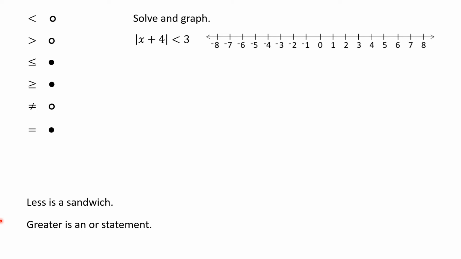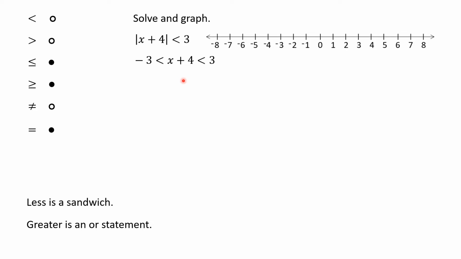So solve and graph. Okay, so we've got the absolute value of the quantity x plus 4 less than 3. Okay, it's less than, so I'm going to make a sandwich. Notice I don't do anything to the x plus 4. The x plus 4 is just going to live there in the middle of that sandwich. Notice the less than 3 doesn't change either. I've got the less than 3 right over here. Again, the x plus 4 did not change.